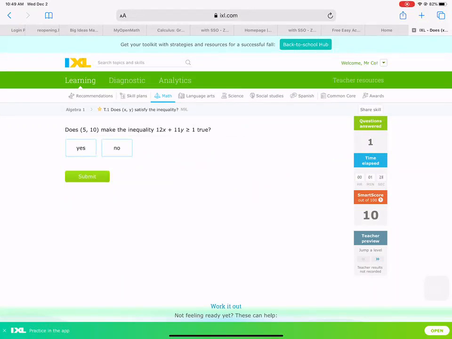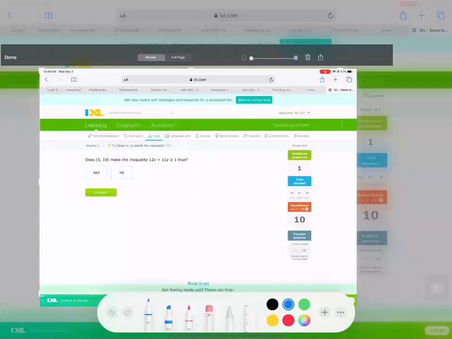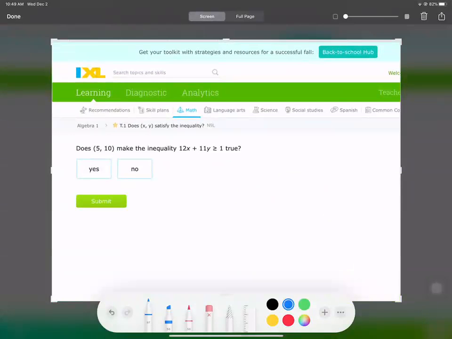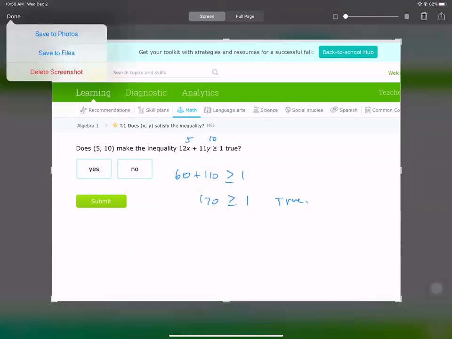Okay. Is (5, 10) going to be a true statement here? So we're going to plug in 5 and 10. X is 5, y is 10. Again, this is all practice. Don't take this for granted. That's 5 times 12 is 60, plus 11 times 10 is 110. Is this greater than or equal to 1? Yeah, 60 plus 110 is 170, and 170 is greater than or equal to 1. This is true. The point is to realize that there's not just one answer, there's a whole range of different answers.